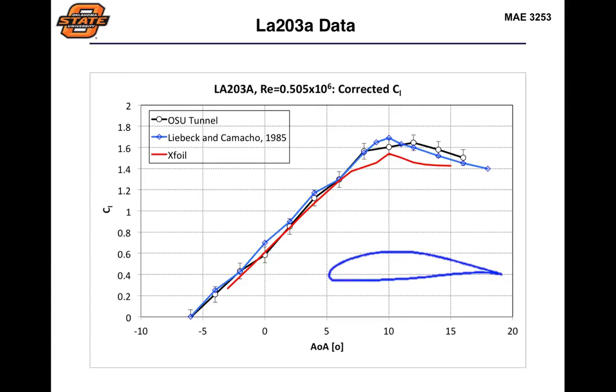Here's another example. This is an LA203A. It was a Douglas low moment coefficient airfoil, so this comes from the Douglas Aircraft Company. You can see comparisons in the OSU tunnel with the original data from Liebeck and Camacho's tests, also compared with Xfoil. Again, you can see generally it has very good agreement throughout the low angle of attack region up until you get to those stall angles of attack.